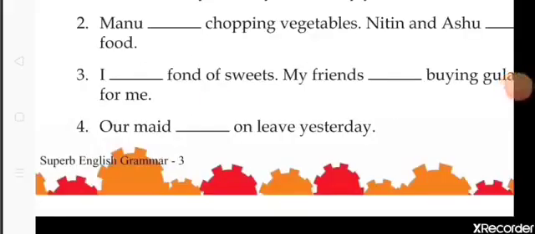Now the last sentence is: our maid dash on leave yesterday. Yesterday is the signifier of past tense, so we are going to use past tense over here. Maid is singular, so we are going to use was. Our maid was on leave yesterday.